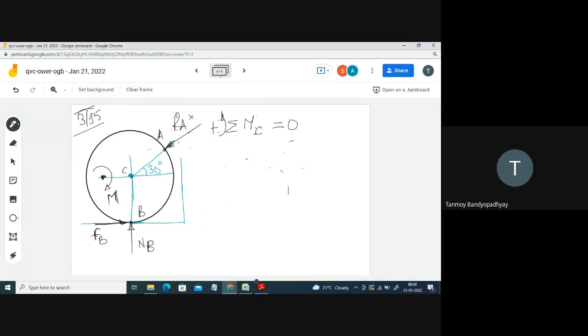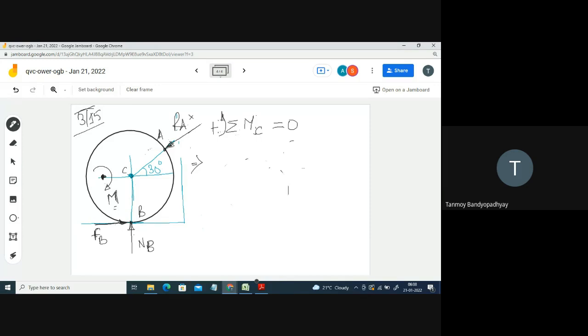But if you choose the point C, in that case NB and RA will be vanishing, the moments due to NB and RA will be vanishing. So what I should be left with is the moment due to the couple, that will be present. This couple, the moment due to the couple, acts at any other point on the rigid body, so at the point C also you are having this couple M.